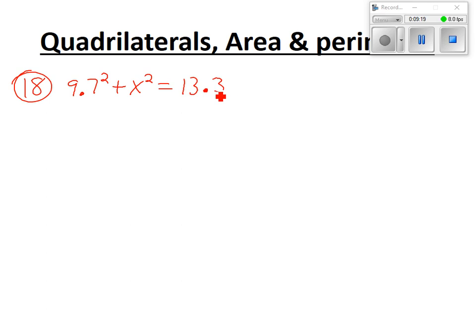So if we move that 9.7 squared over to that side, it's going to be x squared equals... Sorry, my pen quit working. Oops, I forgot the squared up there. x squared equals 13.3 squared minus 9.7 squared. And again, if you want to stick it all into your calculator, you're going to take the square root of that. I'm not going to teach it that way because one calculator is different than every other one.